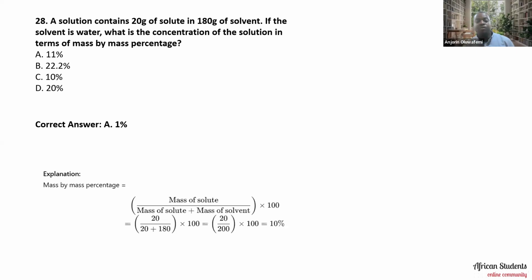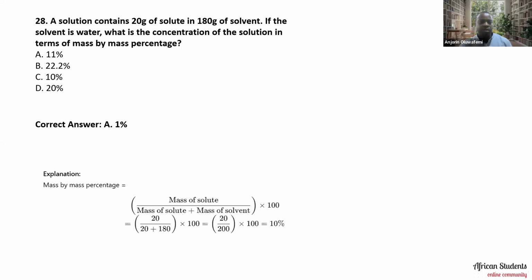We have the mass of solute divided by the mass of solute plus the mass of solvent, multiplied by 100. So going by this, the mass of the solute is given to us as 20. The mass of the solute plus the mass of the solvent, which was given as 180, multiplied by 100. So it will be 20 divided by 200 multiplied by 100. And when you do this, what you end up having is 10%. It's 10%. So please, let's take note of that. Pardon me for that error. So the correct answer should be C, not A.